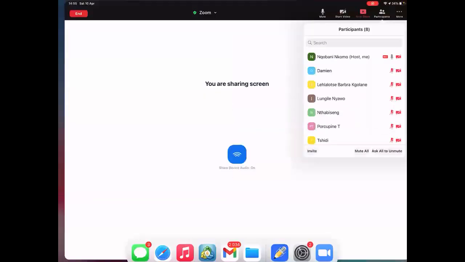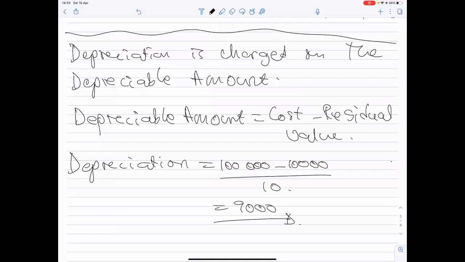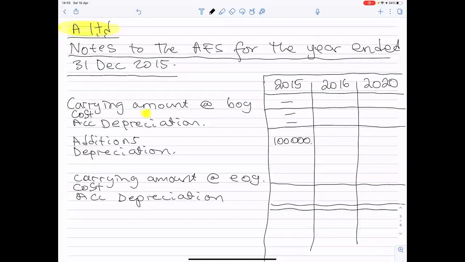All right. So we have a depreciation of 9,000. When we disclose, we will put 9,000 there as our depreciation. At the end of the year, the cost of the asset is still 100,000. Accumulated depreciation at the end of the year is going to be the opening plus the current year depreciation minus the depreciation of any asset that would have been sold. So in this case, the depreciation of the asset is 9,000.